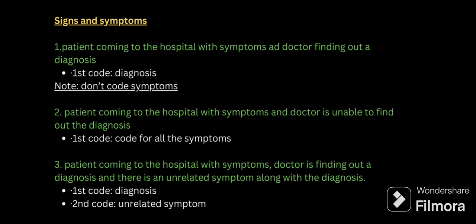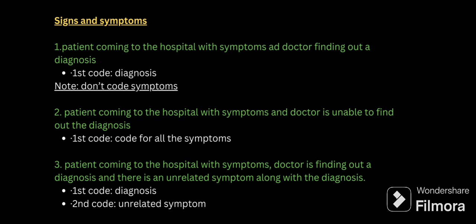Next is include and exclude. Include means, if any condition is included inside the diagnosis, mostly symptoms are included within the diagnosis. So included items need not be coded separately. Exclude, we have two types, Excludes1 and Excludes2. Excludes1 should not be coded along with the diagnosis. Excludes2 can be coded if it is mentioned.